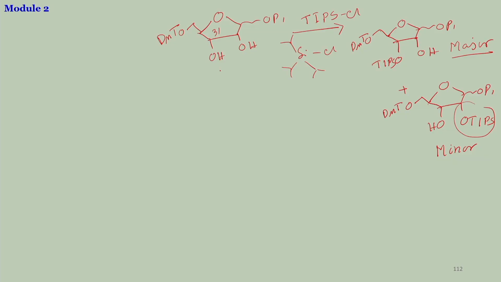If you really want the 2 prime position to be selectively protected, there are other ways to do it, you can figure them out. You can do individual protection, deprotection, and likewise you can play around with the same protection and deprotection chemistry we have already done here, and then can find out a proper method, but that will require more number of steps, I guess. So, this is one of the ways people nowadays use for selective protections of the 3 prime hydroxyl group.